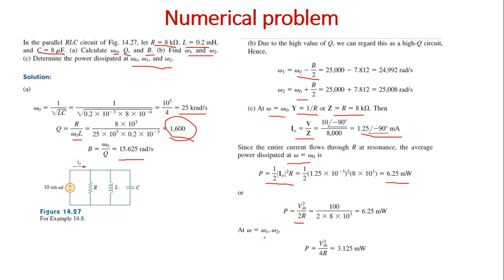Both are same. Next is at half power frequency, we know that Z is equal to root 2 R. So if we substitute that, we will get power is equal to Vm square by 4R. Substitute the value of Vm and R. So this is the value of power at half power frequencies.